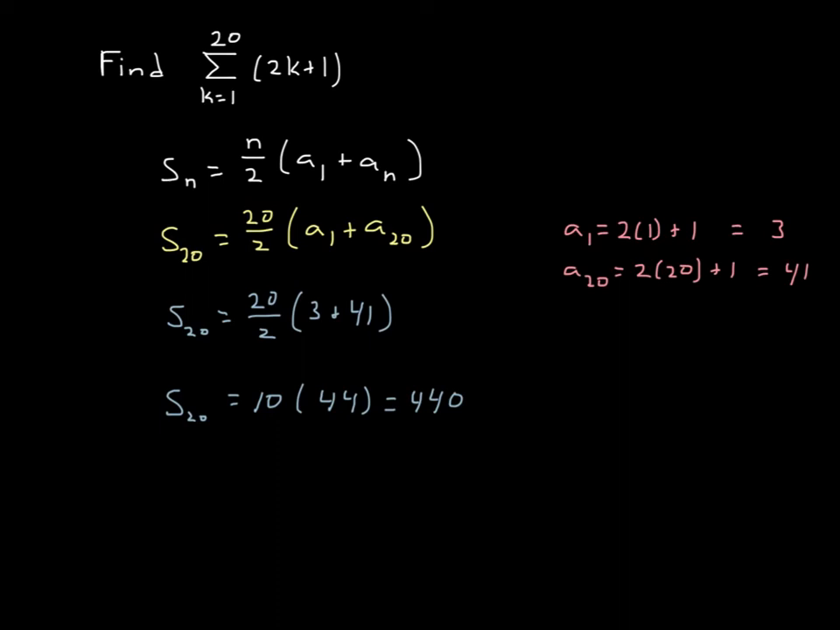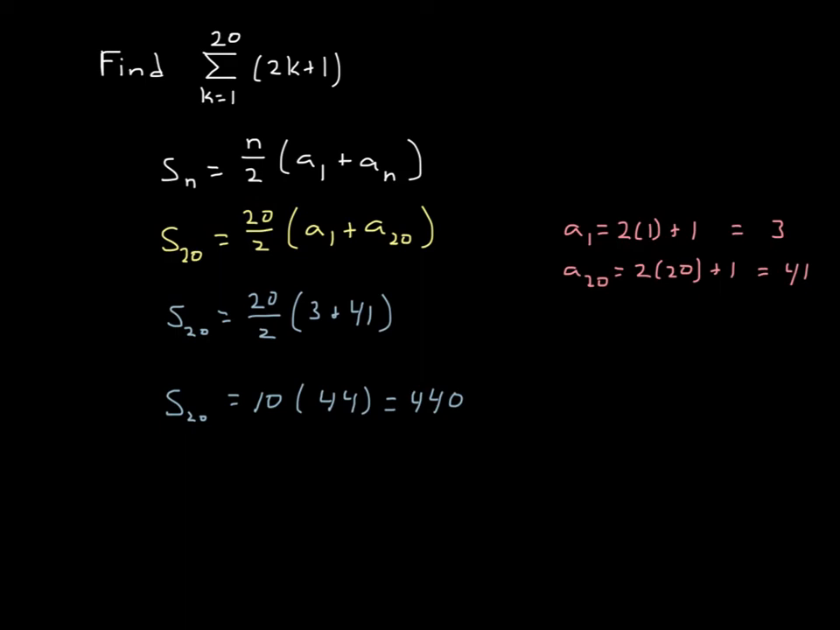Well, over here I know that my general term for the terms of the sequence is going to be 2k plus 1. So if I want the first term, I just have to put 1 in for k, which will give me 2 times 1 plus 1, which will be equal to 3. If I want the 20th term, I'm putting 20 in for k. So I get 2 times 20 plus 1, which gives me 41.